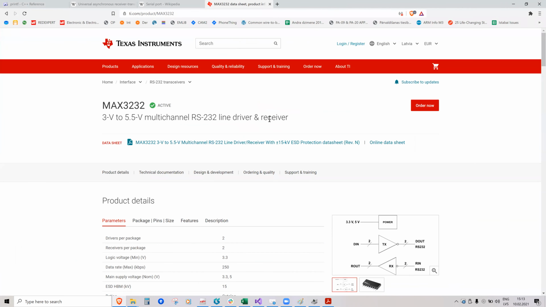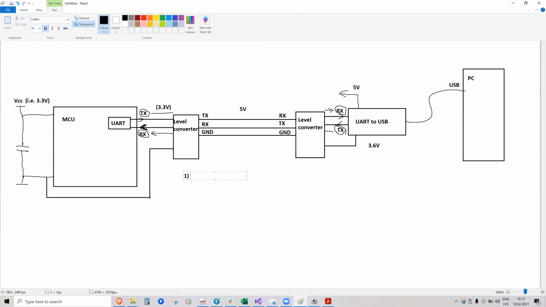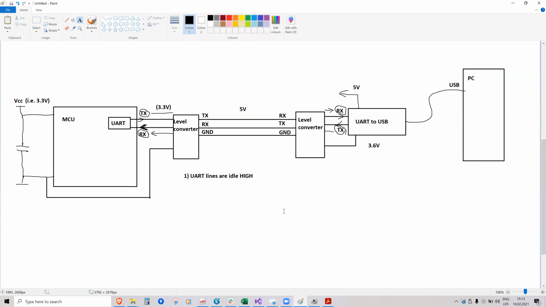And yeah, so this is about UART. And some fun facts or important things that you need to know. First of all, UART lines are idle high. So by default, the levels of TX and RX are high. And when you send the data, you have to pull them low to send 0 and high to send 1.